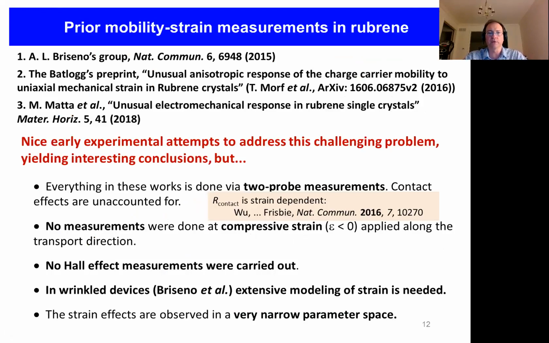Okay, so to be fair, I have to mention that we're not the first ones who are trying to address this important experimental problem. There are a few papers where people have tried to do that. For instance, Bresenio's group in this paper used rubrene in their famous wrinkling experiment. Also, there is a Batlog's preprint, published online on arXiv. Also, there is a paper by Michaela Mata and co-workers published in this journal.